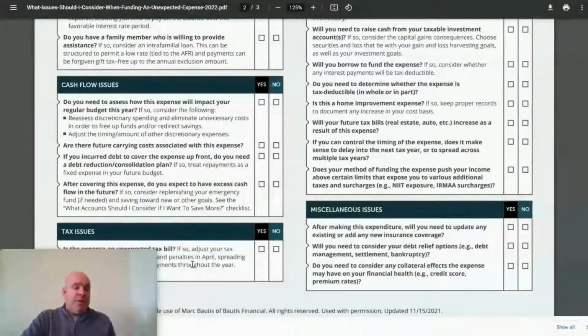Second, you want to go down into your cash flow issues. So how is this expense going to impact your cash flow? If you take out a loan, how is the monthly interest or the monthly loan payment going to impact your spending plan or your budget? If you do have excess, is this going to impact being able to cover any unexpected expense in the future? So you really want to look, if you deplete your emergency fund, how do you then build that emergency fund back up?